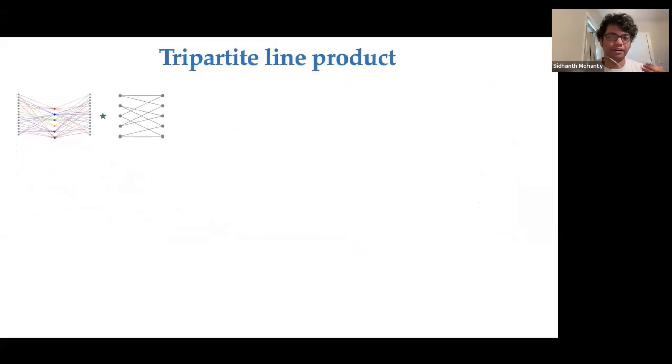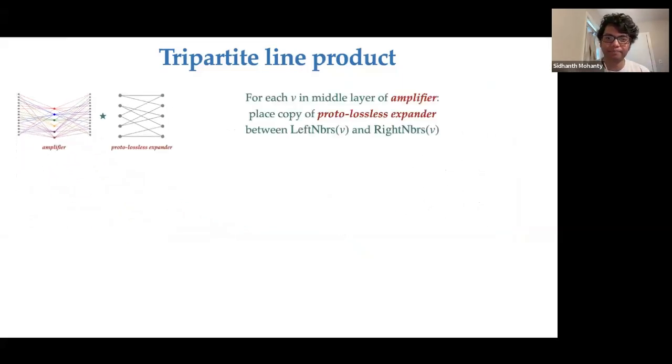Okay, so now let's describe how the product works. The product is going to give you a graph where the vertices are the left vertices of the amplifier and the right vertices of the amplifier. The middle is going to be removed. But we're going to do the following. For each vertex V in the middle, we're going to look at the left neighbors of V, the right neighbors of V, and place a copy of this proto-lossless expander between the left neighbors and the right neighbors.